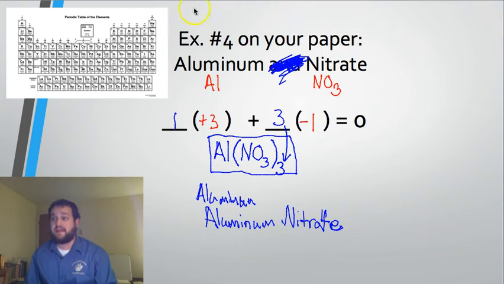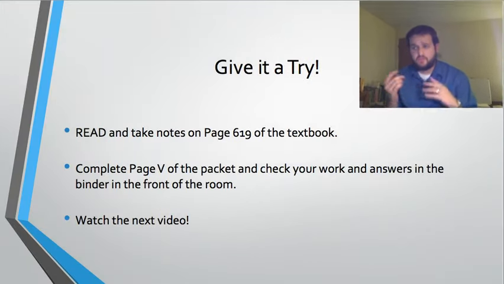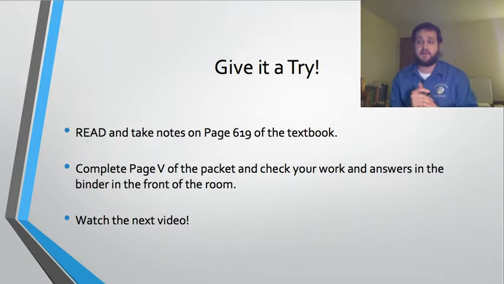So go ahead and try this on your own. Try some of these problems. Read and take notes on page 619 of your textbook. That'll help give you a visual, give you some notes to put down in your notebook, and it'll formalize this. Okay. So make sure you do that, and then try the different problems on page 5, and check your answers in the back of the room.